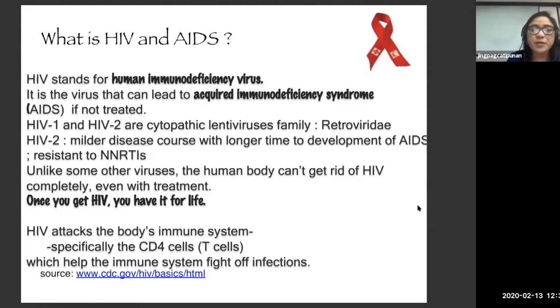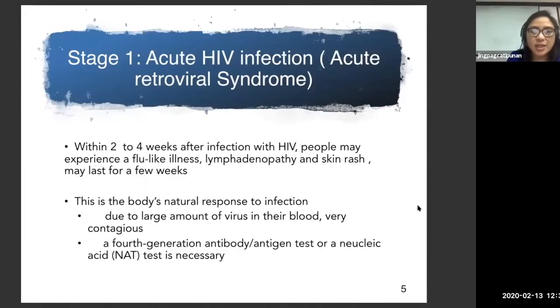Unlike some other viruses, we all know that HIV cannot be cured. So if you have to start the treatment, you have to be treated for life. Okay, so the staging is really not different from the adults, but the response of children may be accelerated compared to the adults.